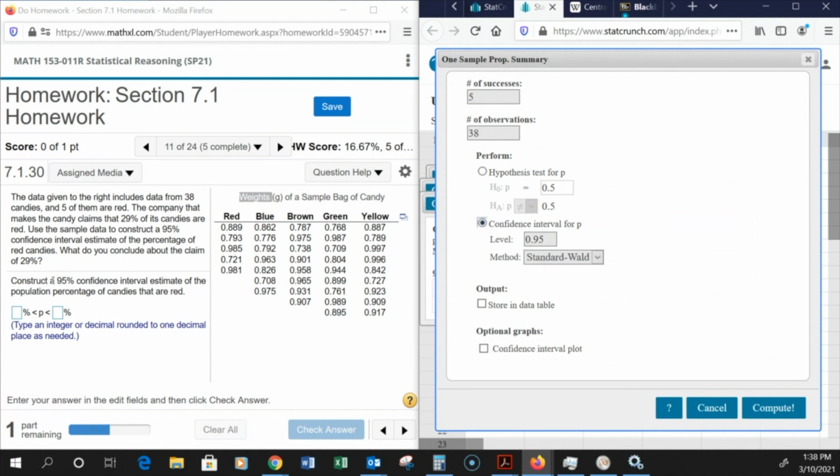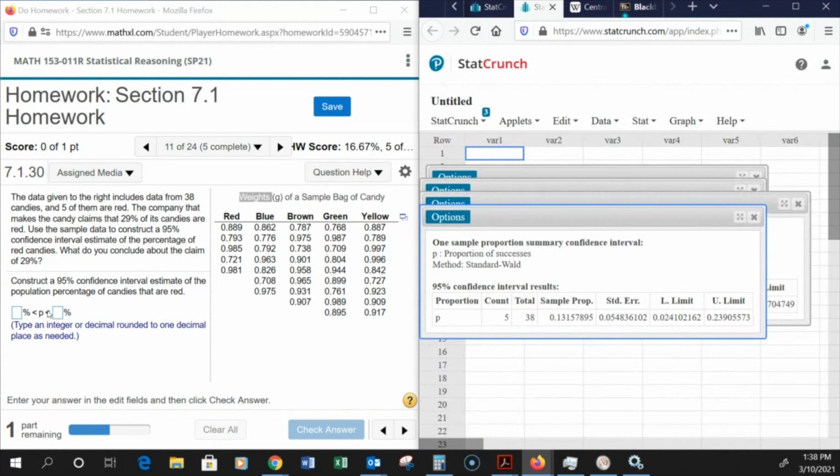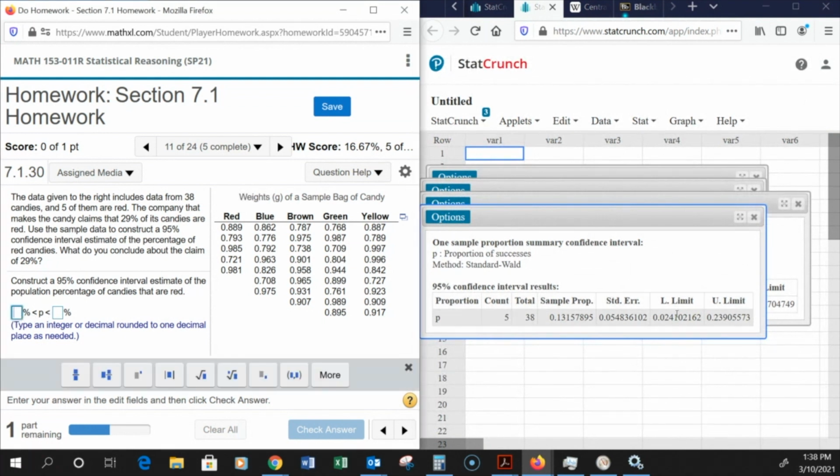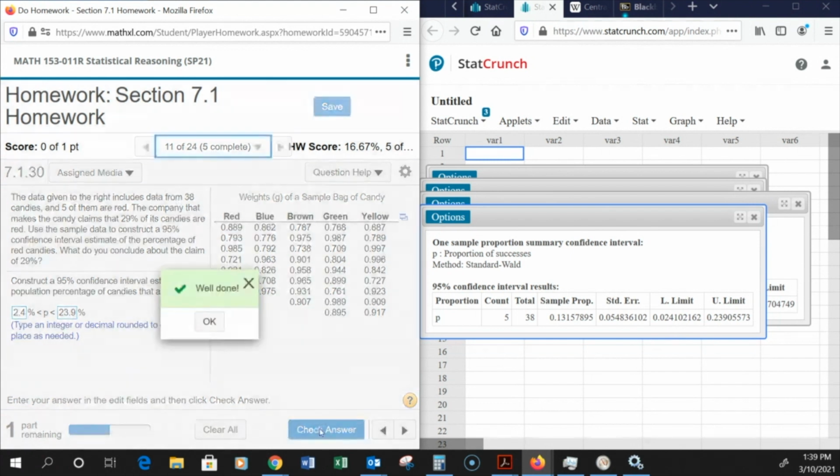They want a 95% confidence interval, which is what they've already defaulted to. I hit the compute button and I have a lower limit and an upper limit. They want percents, so I'll move the decimal over a couple and round it to one place. I will say 2.4%. And I'll move this one over a couple. I will get 23.9%. This is quite a range, isn't it? 2.4 to 23.9. There's a big spread there. I told you there was variation in these candies.